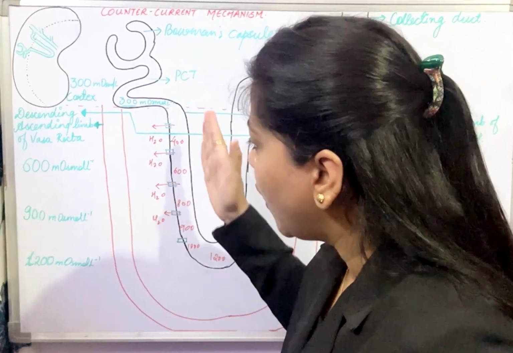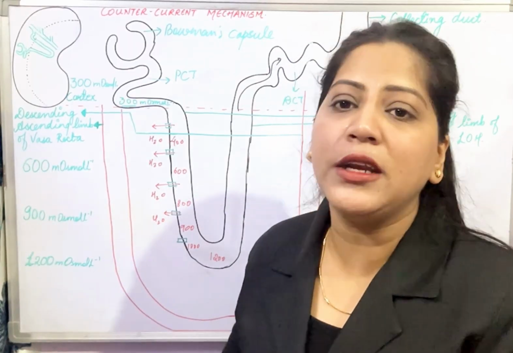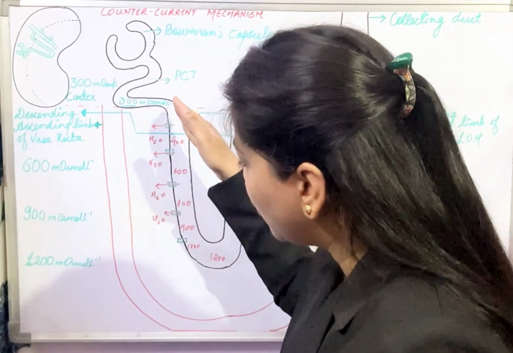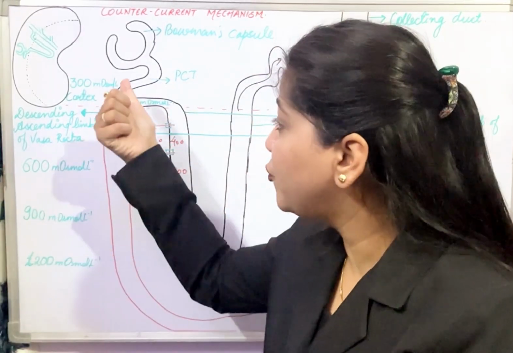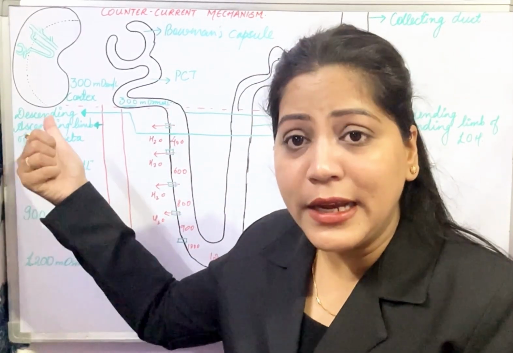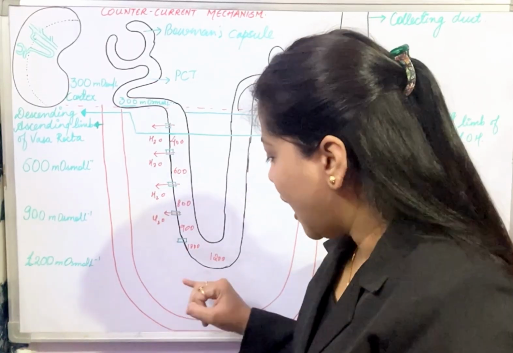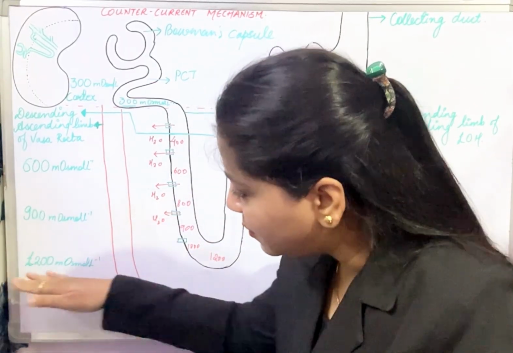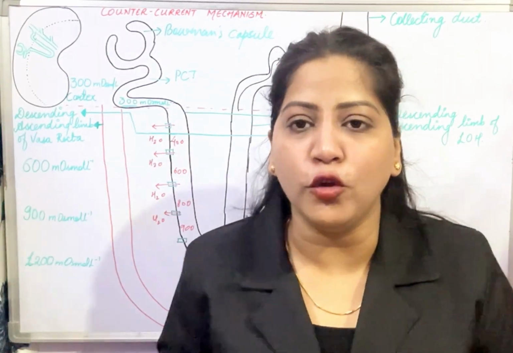Since water is moving out, the osmolarity will of course increase. As the filtrate moves down to the base, the osmolarity continuously increases from 300 milliosmol per liter to 400, 600, 800, and then finally 1200, which is exactly similar to the interstitial fluid osmolarity. This is about the descending limb of the loop of Henle.